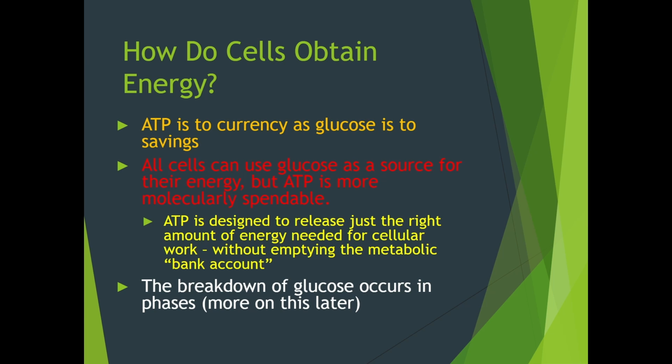ATP can be phosphorylated or broken down to release energy in the form of broken bonds almost immediately if it's available, because ATP is designed to release just the right amount of energy needed for cellular work. But it doesn't empty the metabolic bank account because you should still have glucose in plants as cellulose or starch in storage, or in animals as glycogen. But the breakdown of glucose occurs in phases, so we'll have to look at this more later.